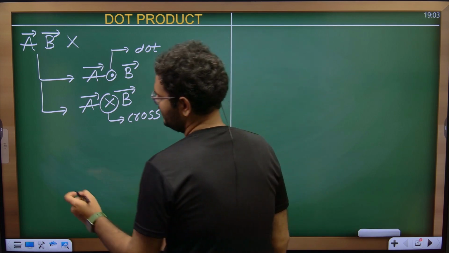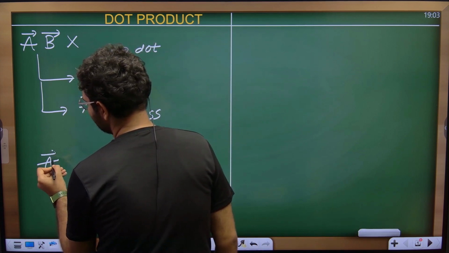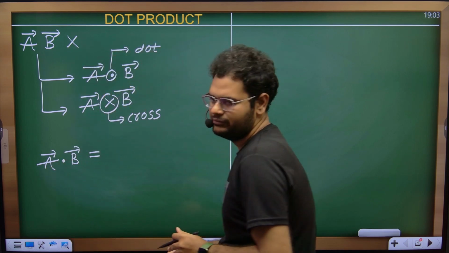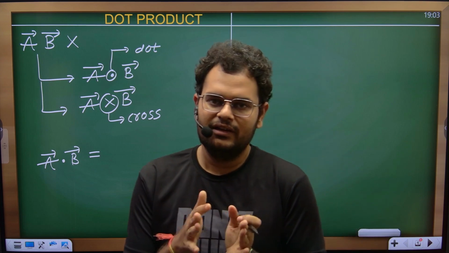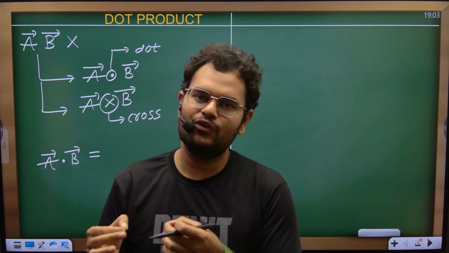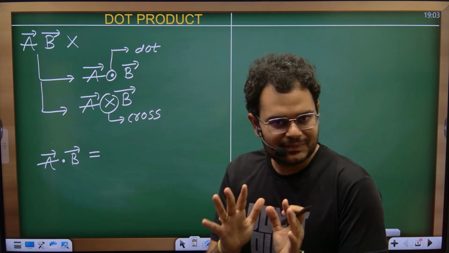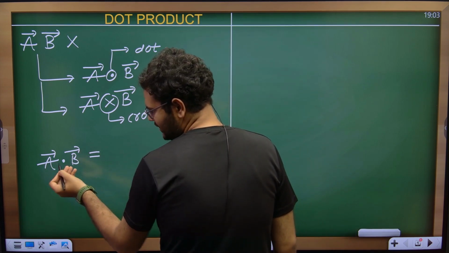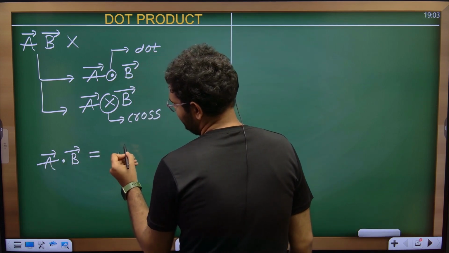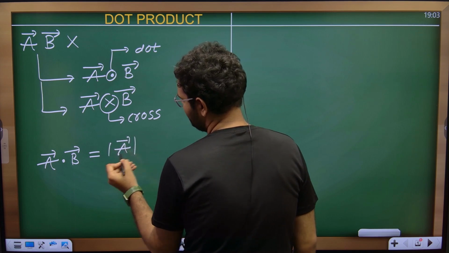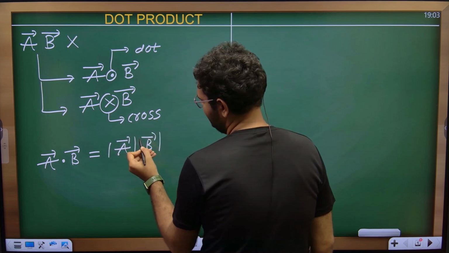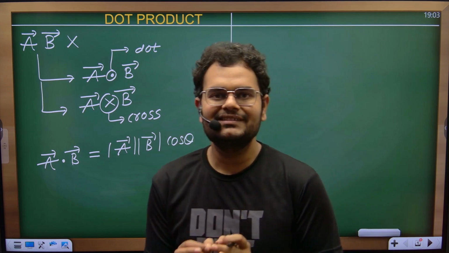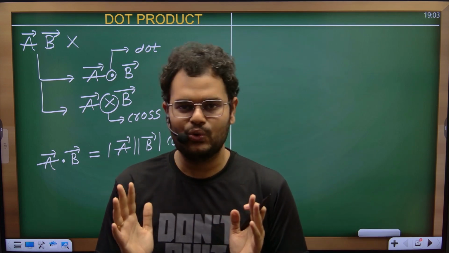So when the dot product concept is introduced, first we should define it. It must have a certain formula, right? 1 into 2 is 2, 2 into 4 is 8. Similarly, A dot B must be something. So what is that something? A dot B vector product, that is the dot product of two vectors. The formula is magnitude of A, magnitude of B and cos theta. This is the formula for dot product of two vectors.